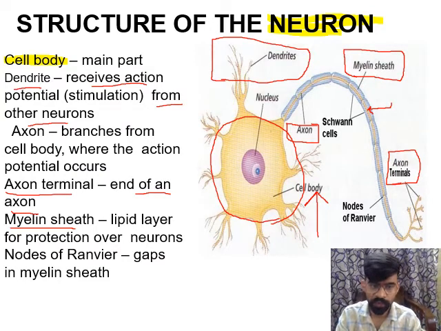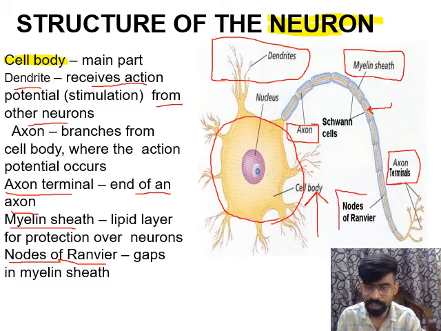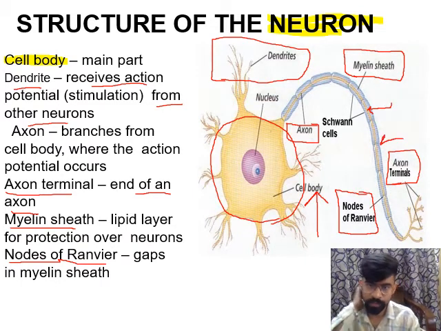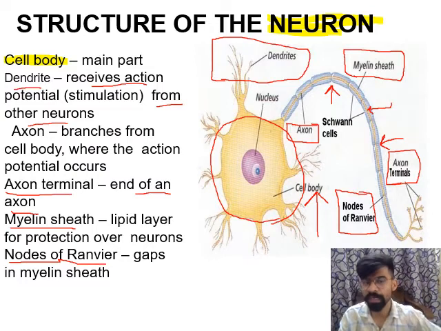Next is the node of Ranvier. These are some gaps present between the myelin sheath. I'm trying to show it with a red arrow. This is the gap, and this is again the next red arrow. Yes, these are gaps between the myelin sheath, and this gap is known as the node of Ranvier.